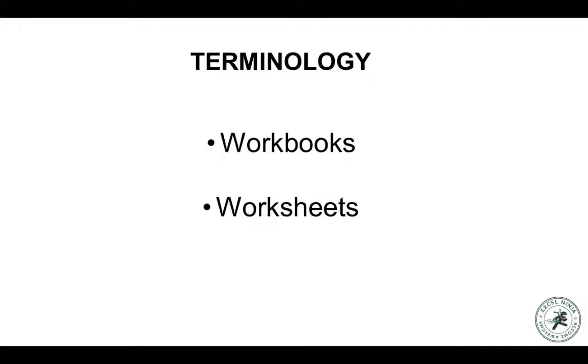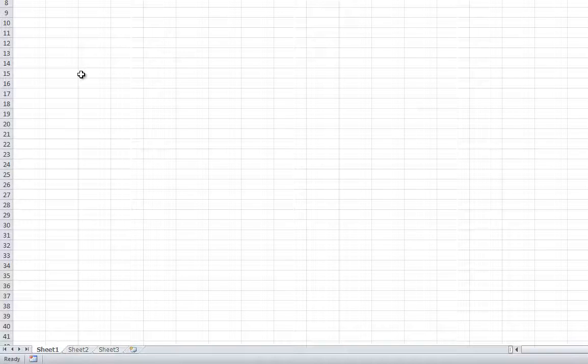Let's have a look at the terminology. When we think about spreadsheets, there's two components, workbooks and worksheets. Workbooks are essentially any Excel file. They're made up of smaller components called worksheets. So when we first open Excel, when you start a new document, Excel by default gives you three worksheets.